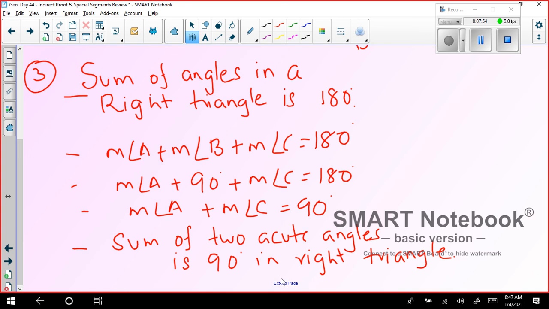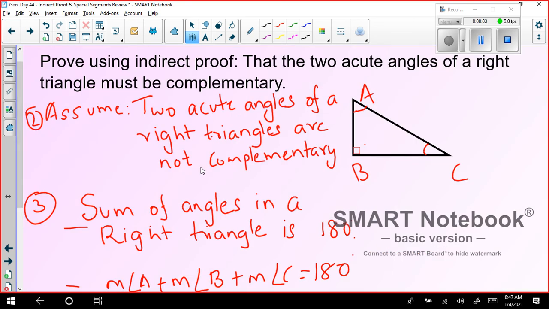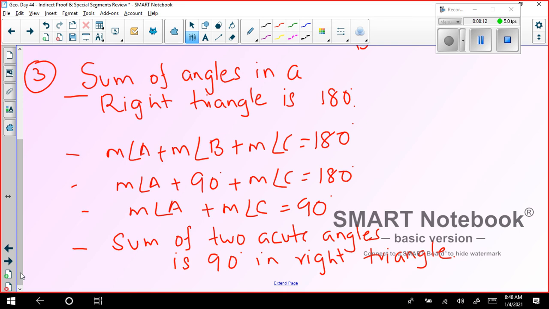So therefore our assumption was false, and we can see what we had assumed. We had assumed that the two acute angles of a right triangle are not complementary, which means they should not add up to 90 degrees. But we got here that the sum of two acute angles is 90 degrees in a right triangle. So we got the contradiction. We have a contradiction. So we can say we have a contradiction and conclude in our fourth step.